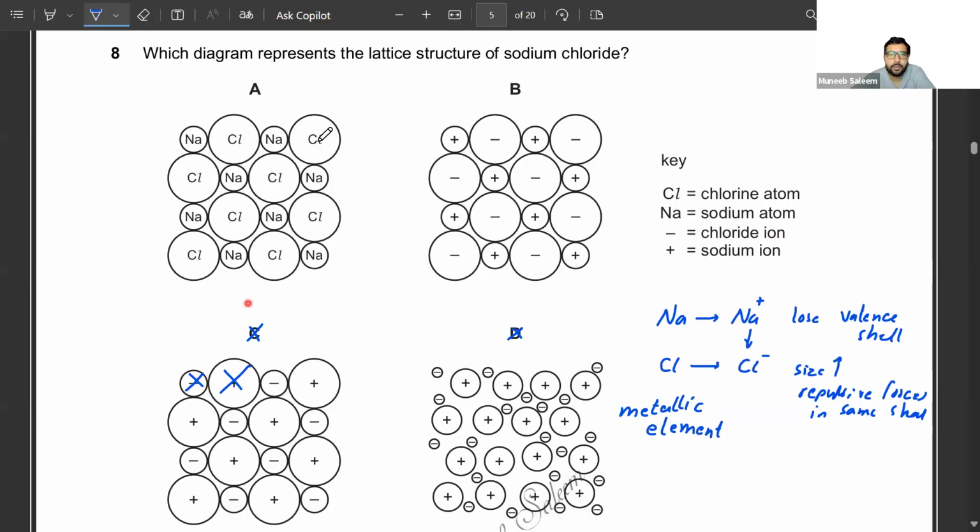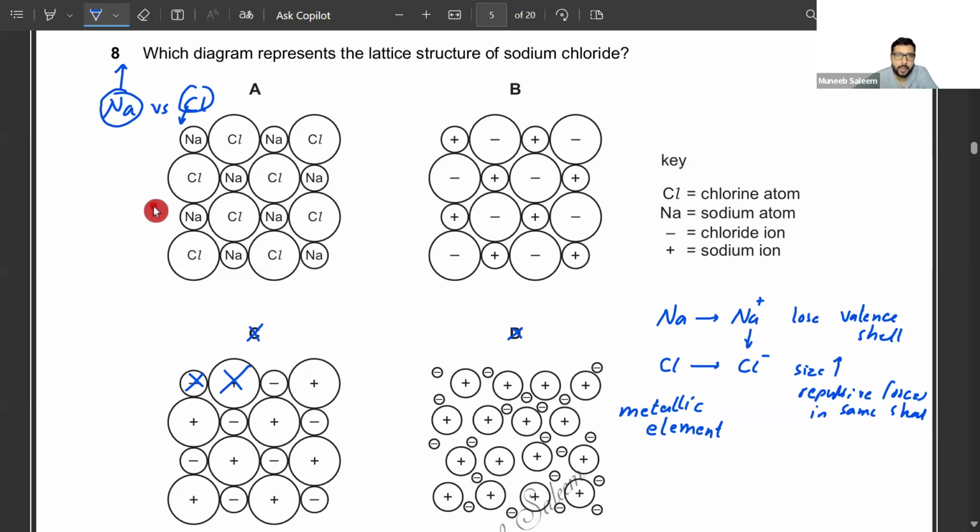Now what about A versus B? The A says that sodium is smaller and chlorine is greater. That is so only if they were in their ionic form. In the ionic form, that is correct, but not in their atomic form. If we consider only atomic form of the sodium versus chlorine atom, then sodium is greater in size and chlorine is smaller in size. But here it is not represented correctly.